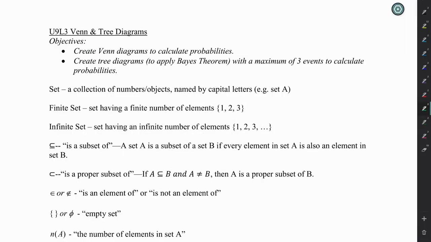Today's lesson is on Venn and tree diagrams. Our objectives are to create Venn diagrams to calculate probabilities and to create tree diagrams to apply Bayes' theorem with a maximum of 3 events to calculate probabilities.